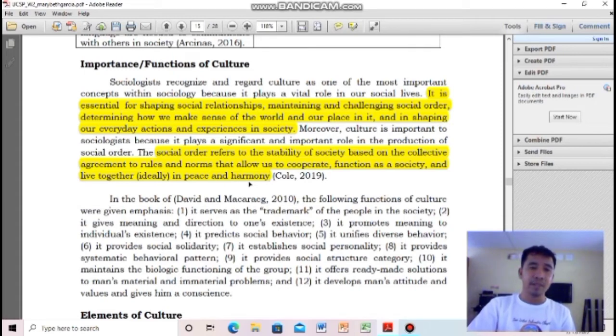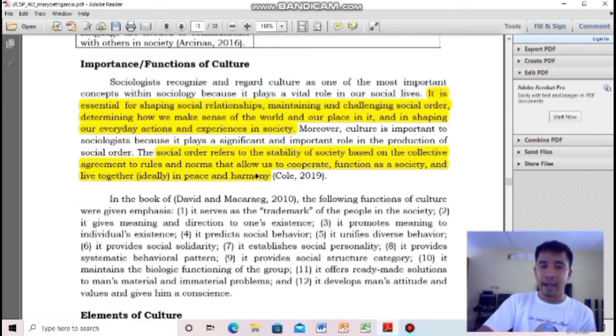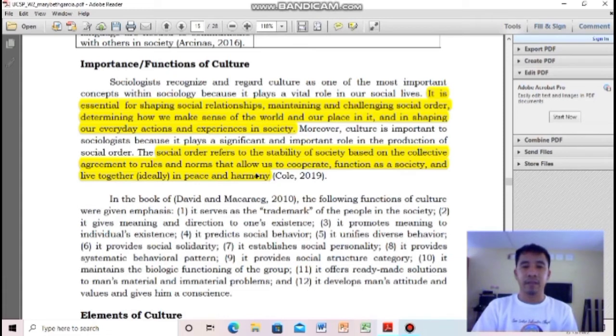Number 4, it predicts social behavior. Sometimes our culture predicts social behavior, what will be the future of that kind of society. Now, notice that there are individuals, especially adults, who say that the youth today don't care anymore. So that's part of the culture of the youth. With that idea, we can predict what will be the future of our society having such kind of youth.